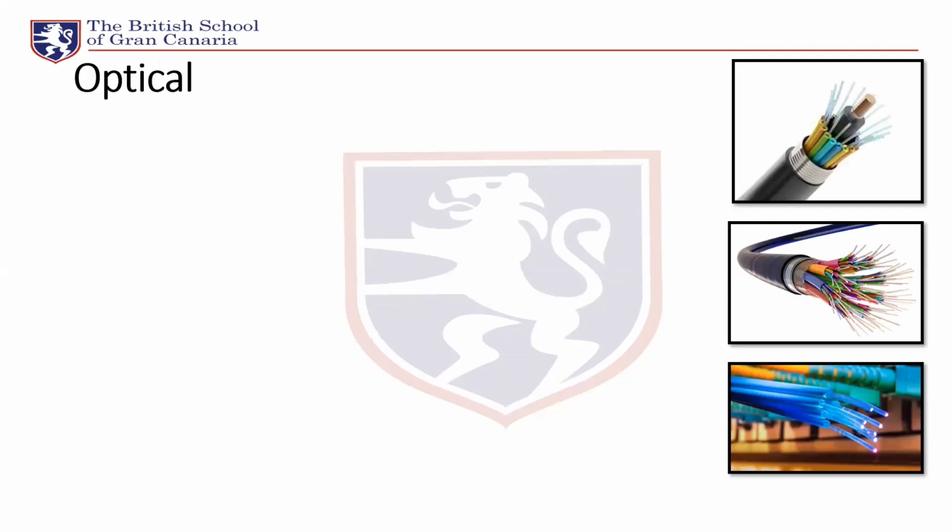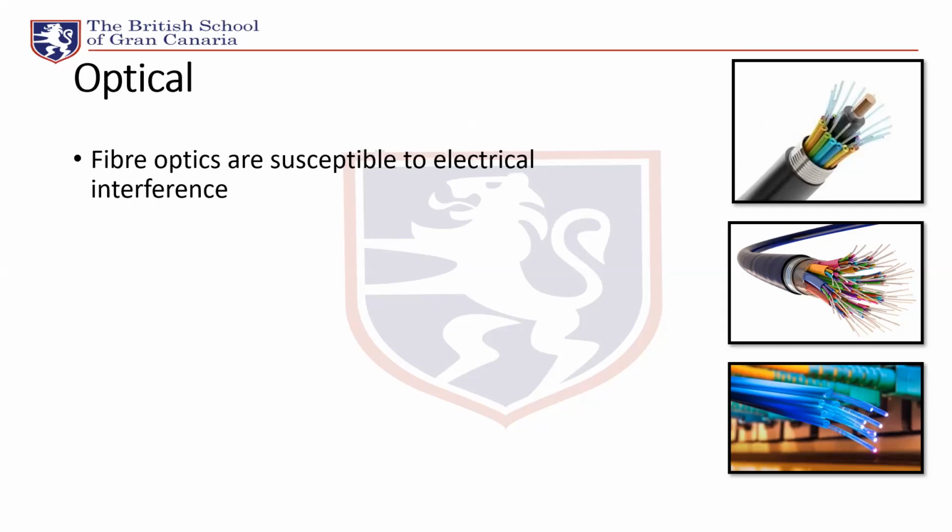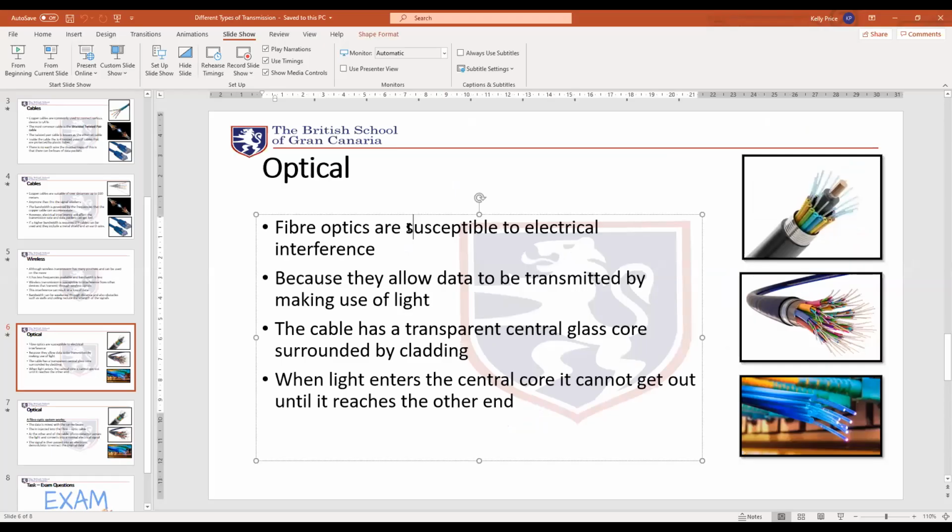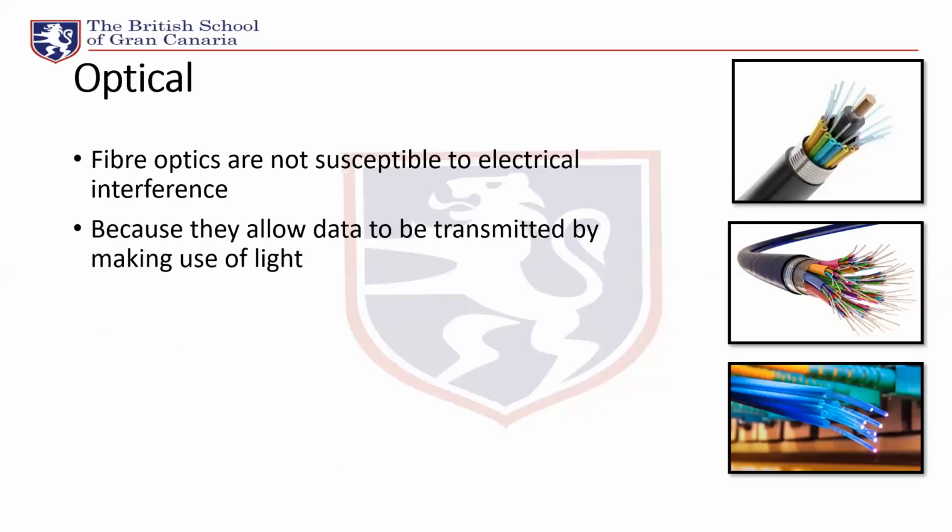Now, moving on to optical, so fibre optic, basically. Now, fibre optic has come along. It's a lot faster, and it works incredibly well. So the fibre optics are not susceptible to electrical interference. They're not susceptible to interference. Okay. Now, the reason for that is because the data is transmitted by making use of light.